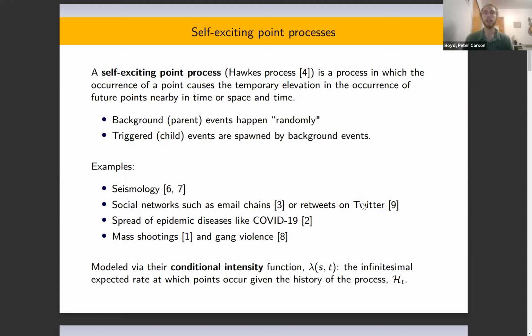So these processes are modeled via their conditional intensity function denoted lambda. And the conditional intensity is really just the rate at which we expect points to occur in some very small space-time window, given what we've already observed, the history of the process.